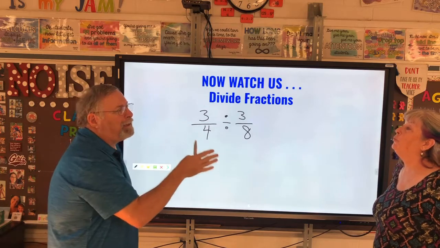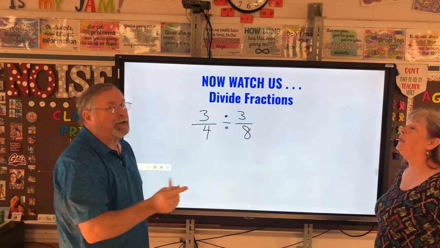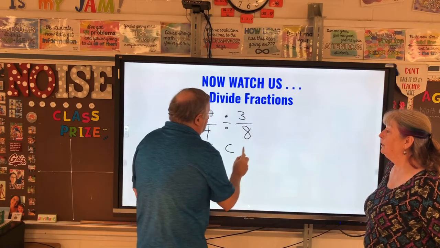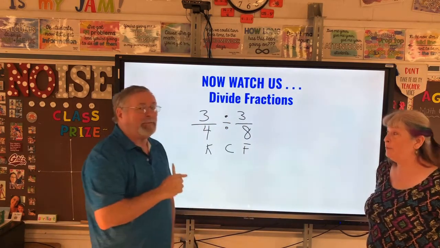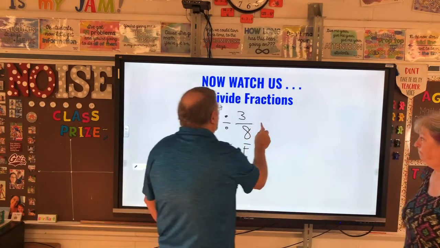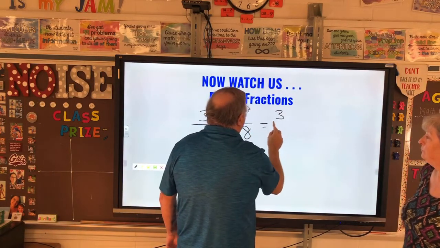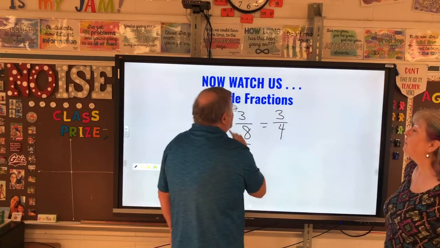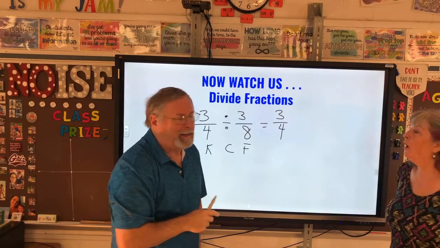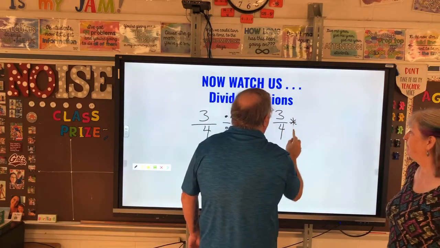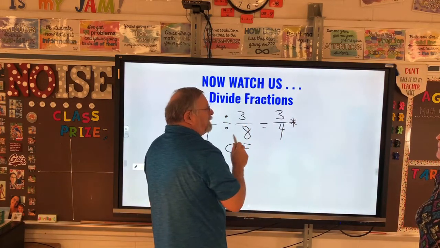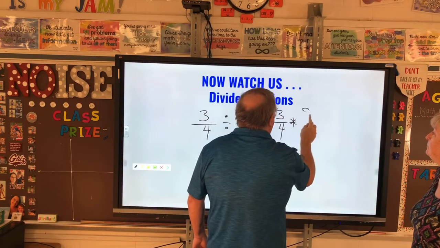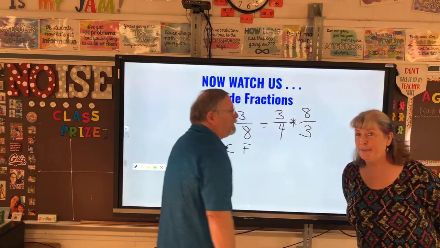But we don't divide fractions. You're going to hear me say that a lot. We don't divide fractions. What we do is we KCF them. We keep, change, flip them, which means we end up with 3/4 because that's keeping it the same. Then we're going to change this division, which none of us like, to multiplication. And then we're going to flip this, or find its reciprocal, which is going to be 8/3. I understand why he picked these numbers.